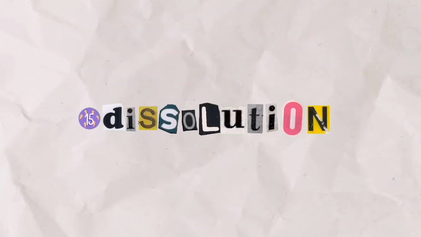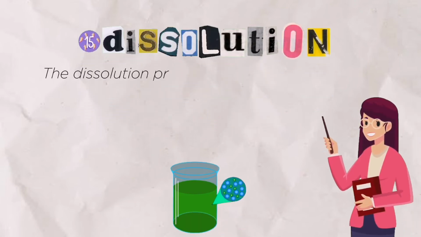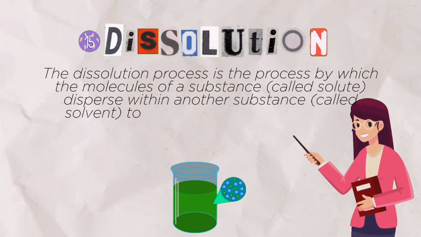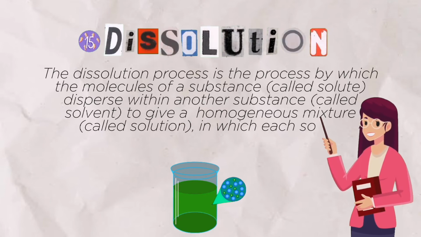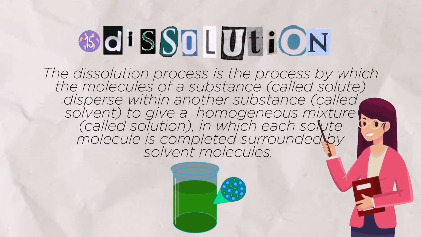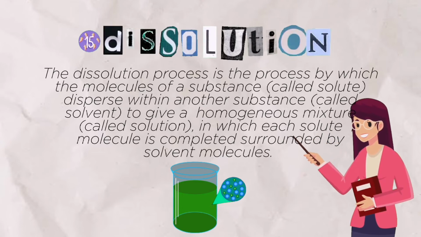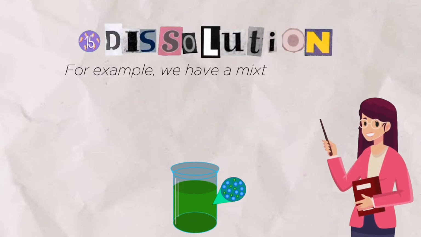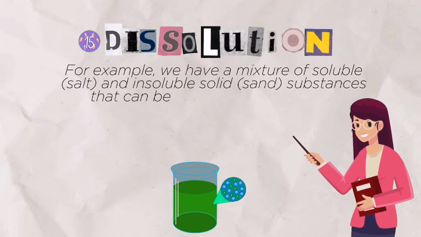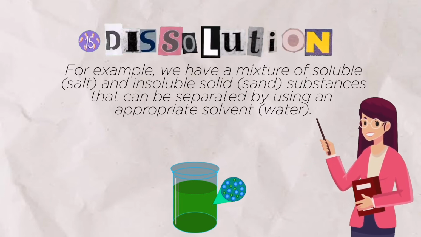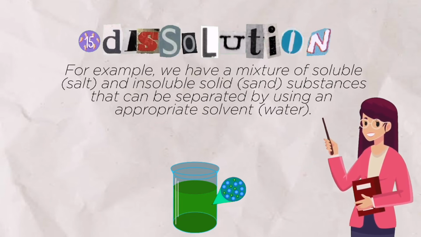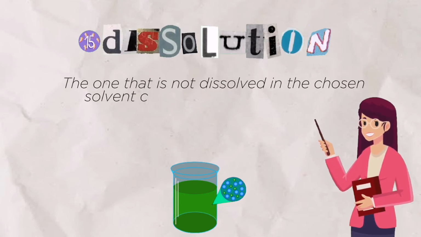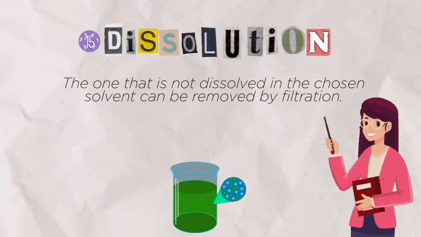The next separation technique is dissolution. The dissolution process is a process by which the molecules of a substance called solute disperse within another substance called solvent to give a homogeneous mixture called solution, in which each solute molecule is completely surrounded by solvent molecules. For example, we have a mixture of a soluble solid, which is salt, and an insoluble solid, which is sand, that can be separated by using an appropriate solvent, which is water. The one that is not dissolved in the chosen solvent can be removed by filtration.